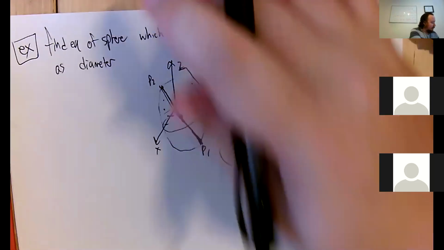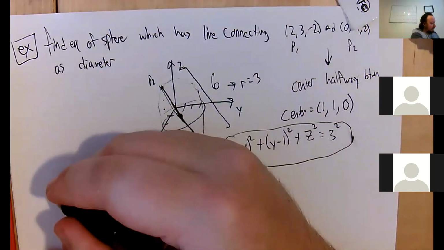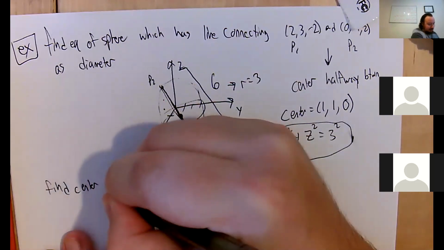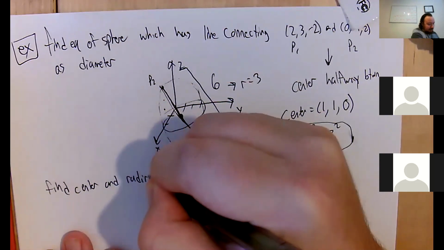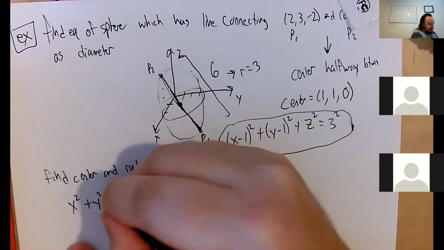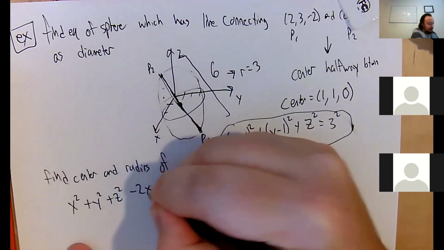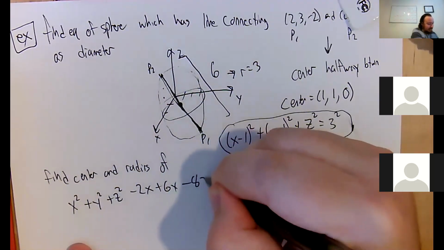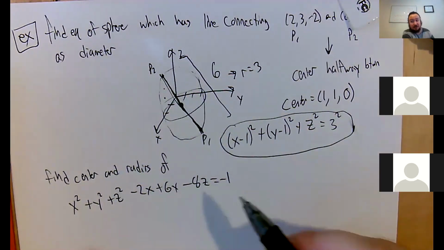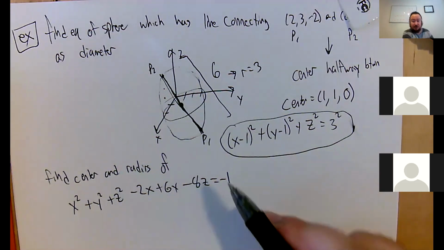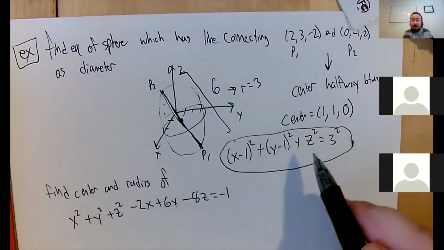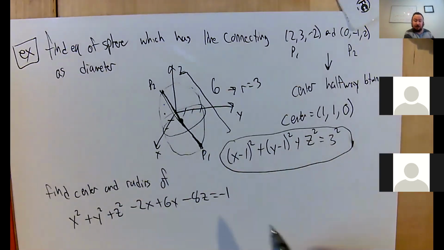All right, I'm going to do another problem here. Find the center and radius of this sphere: x squared plus y squared plus z squared minus 2x plus 6y minus 8z is -1. Now, this may not look like it, but this is actually the equation of a sphere. And Charlotte has the right idea here. The way we're going to make it look more like one is we're going to complete the square.